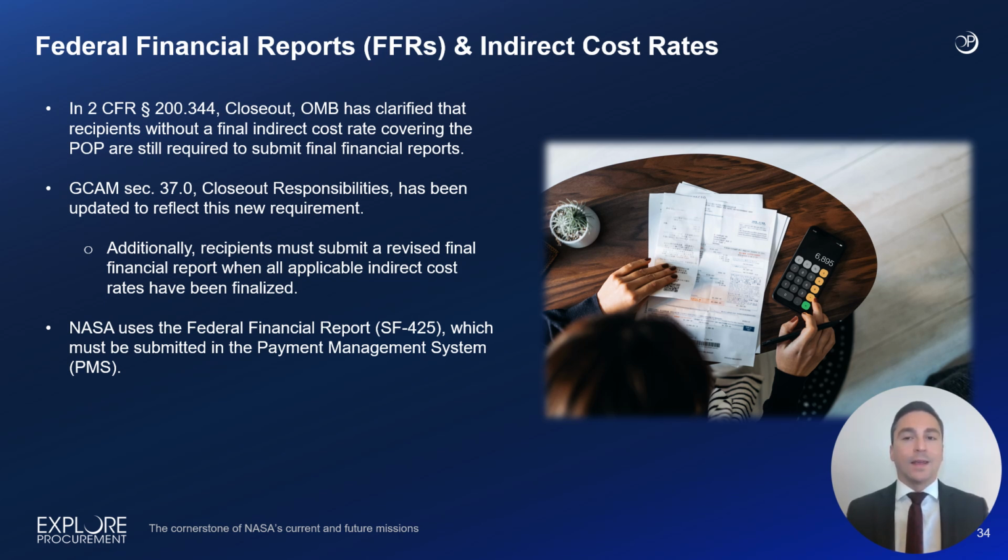Additionally, once the indirect cost rates have been finalized, recipients must submit a revised final financial report. These revisions to 2 CFR have been incorporated into GCAM Section 37, Closeout Responsibilities. As a reminder, NASA requires that recipients submit their federal financial reports, also known as the SF-425, in the HHS Payment Management System, or PMS.